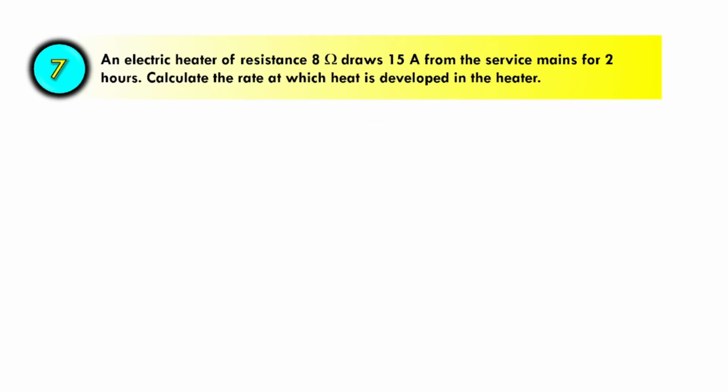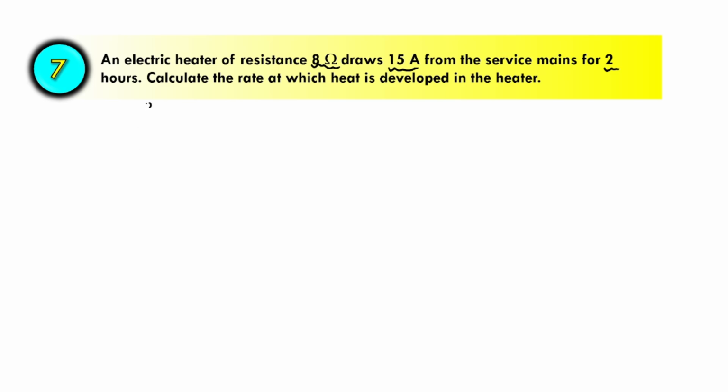Okay. Seventh question is again a very, very simple question. What is given to you? You are given that we have got an electrical heater. Resistance is 8 ohms and it draws 15 amperes of current from the service mains for how many hours? It's 2 hours. Calculate the rate at which the heat is produced.